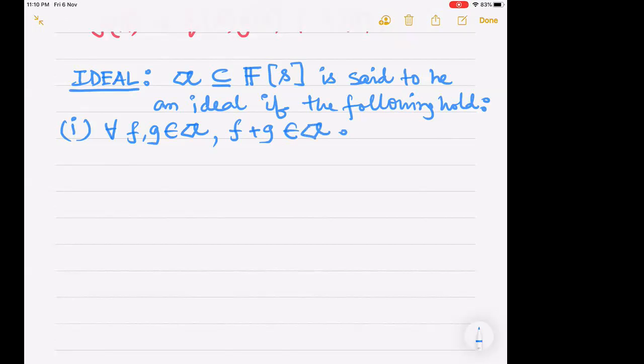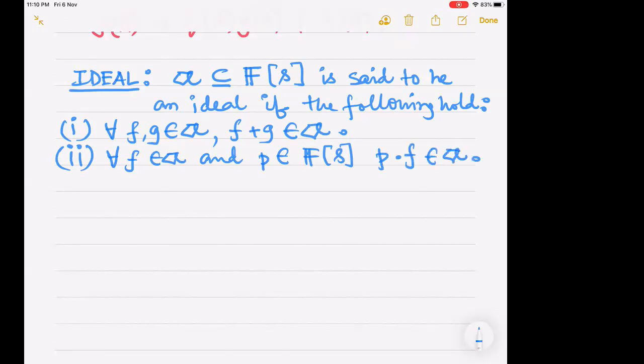And secondly, for all f in A and p in the ring itself, p times f is in the ideal A. So for everything in the polynomial ring, you multiply things. It's not just closed under multiplication within A, it's also closed under multiplication from things in F(s), right?